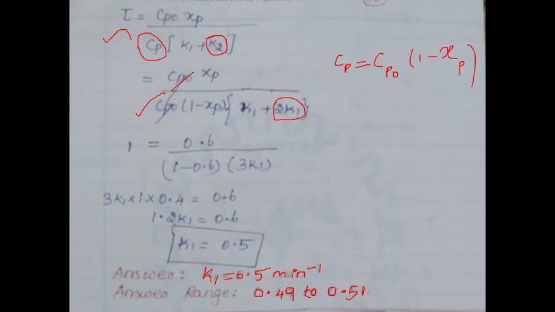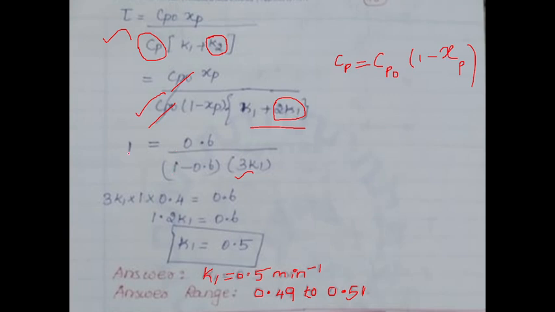Here the Cp naughts cancel. Finally we get tau is equal to Xp divided by 1 minus Xp into K1 plus 2K1. K1 plus 2K1 is equal to 3K1. Am I correct? Here Xp value is 0.6. So 1 minus 0.6 into 3K1 equals tau, and tau is given as 1 minute. From this, find the K1 value.